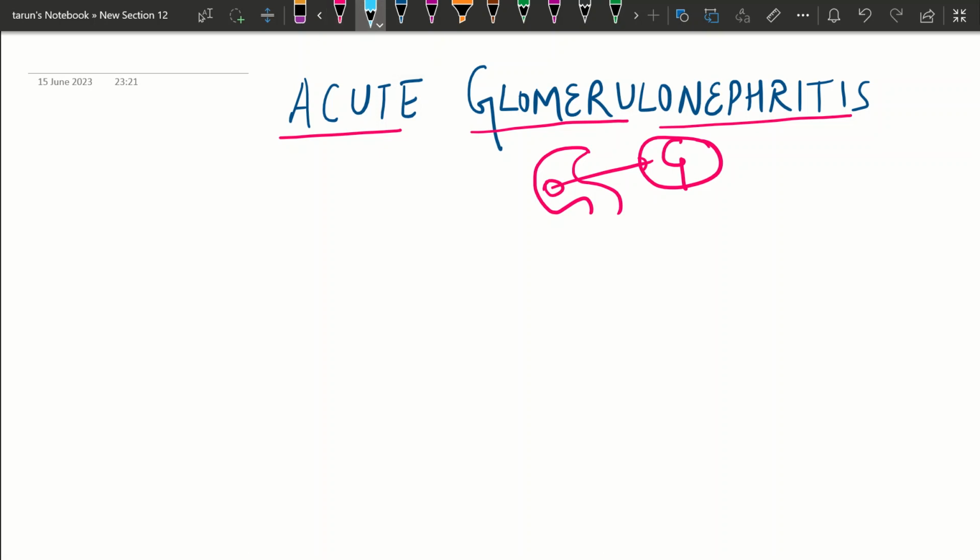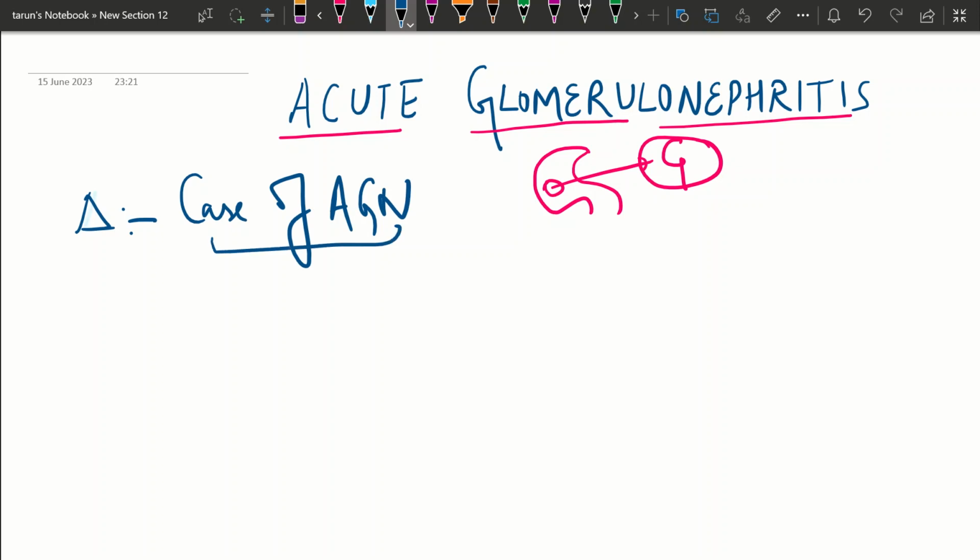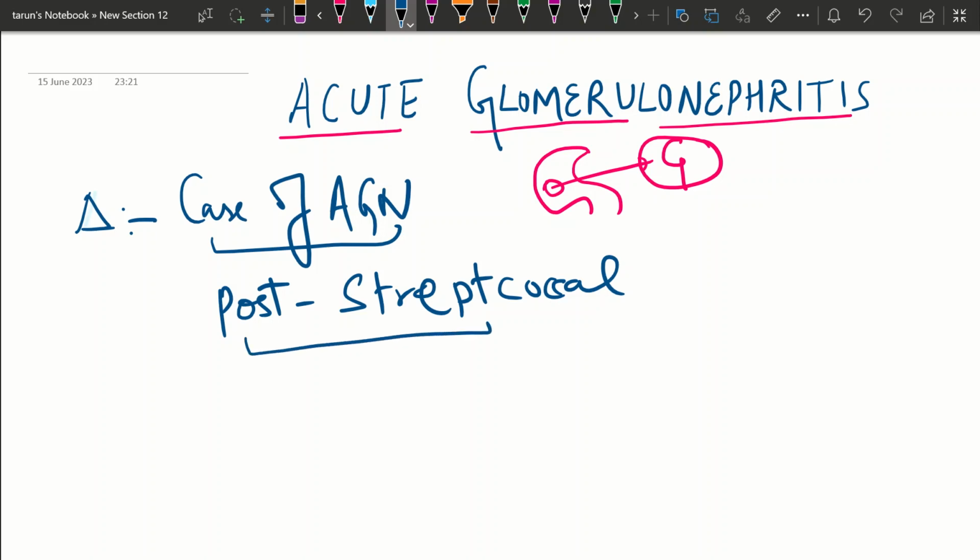If an examiner asks what is the diagnosis in the exam, then we will elaborate like this. We will say that it is a case of acute glomerulonephritis, which is probably due to post streptococcal infection. It is mostly seen after infection by a bacteria known as streptococcus. So we will say it is a case of acute glomerulonephritis which is probably due to post streptococcal infection.